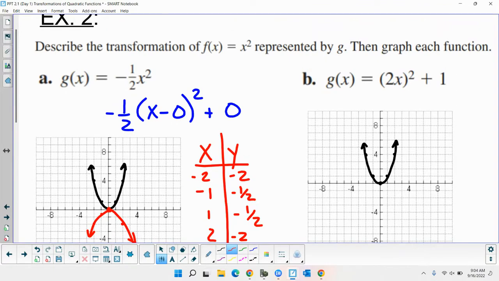This one, we multiplied the x by 2, not the whole thing, right? So I like to simplify those, like I asked you to do on the test. Most of you did, a few of you didn't. What's 2x times 2x? 4x squared, right?